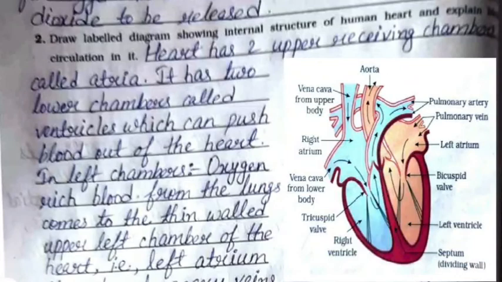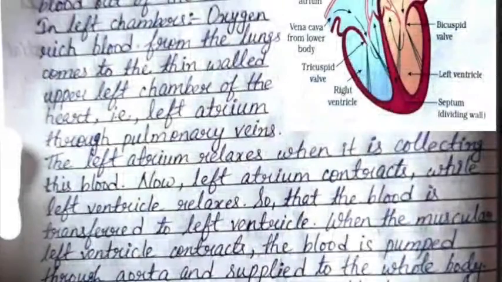Second one is: draw a labelled diagram showing the internal structure of the human heart and explain the circulation in it. The heart has two upper receiving chambers called atria. It has two lower chambers called ventricles which can push blood out of the heart. And now you can see the diagram which is given. In the left chambers, oxygen-rich blood from the lungs comes to the thin-walled upper left chamber of the heart, that is the left atrium, through pulmonary veins.